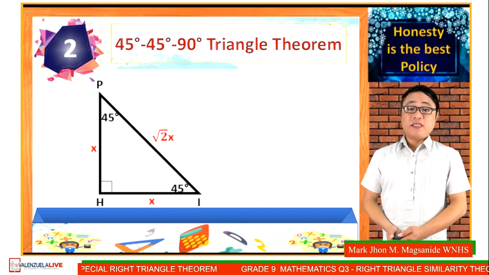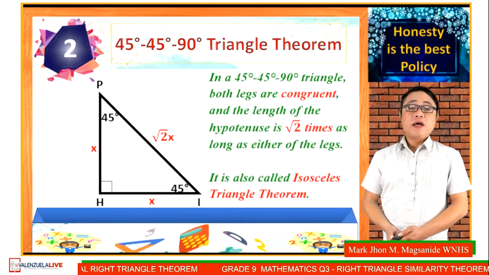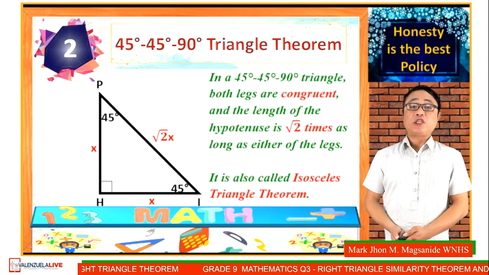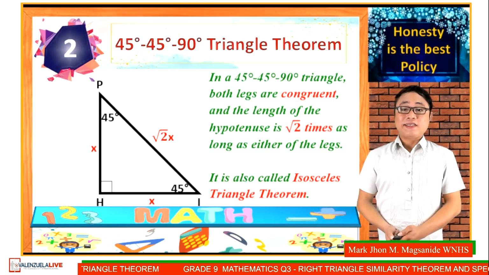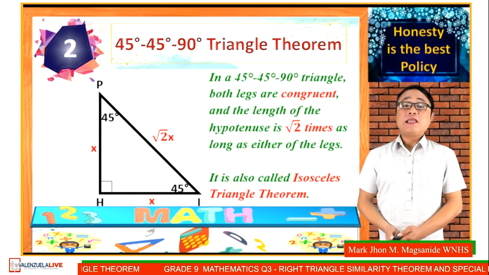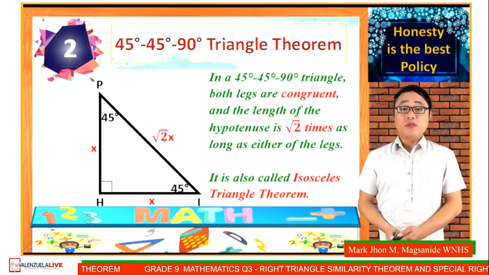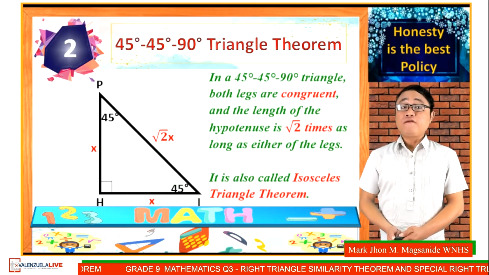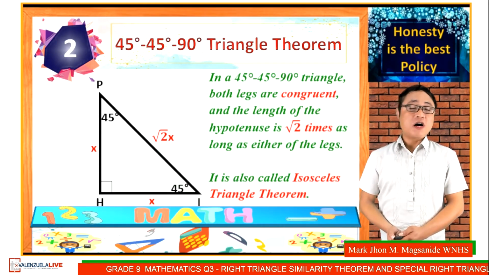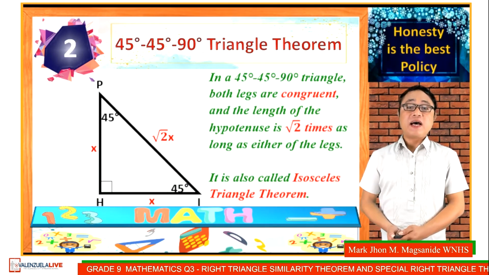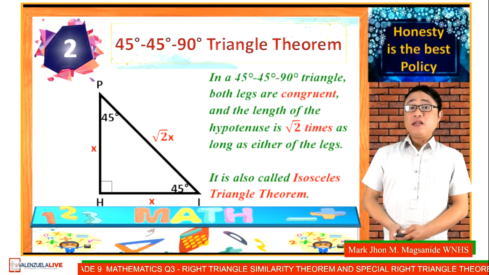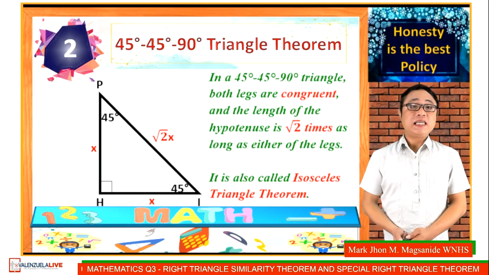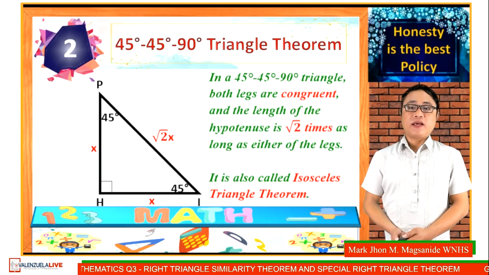The theorem states that in a 45-45-90 triangle, both legs are congruent and the length of the hypotenuse is square root of 2 times as long as either of the two legs. It can also be called the isosceles triangle theorem.